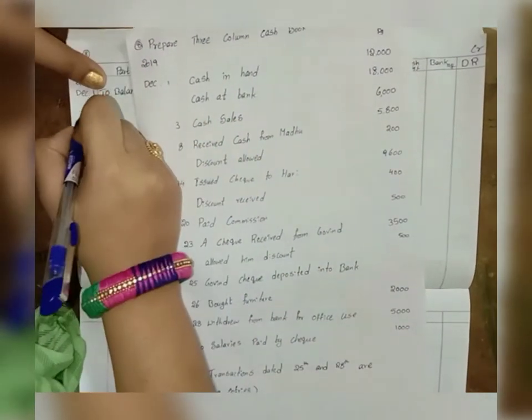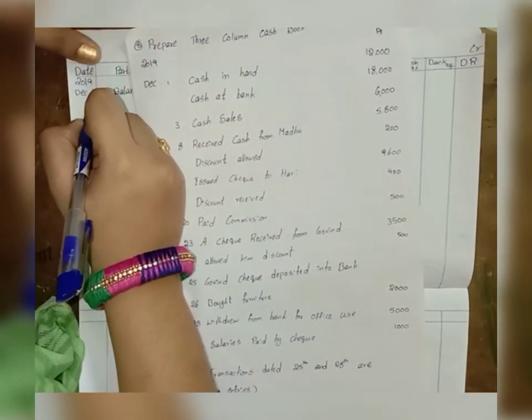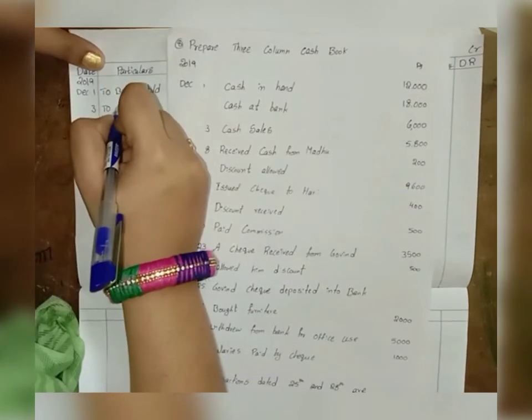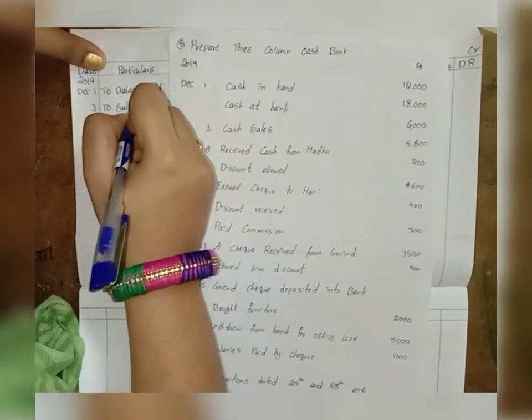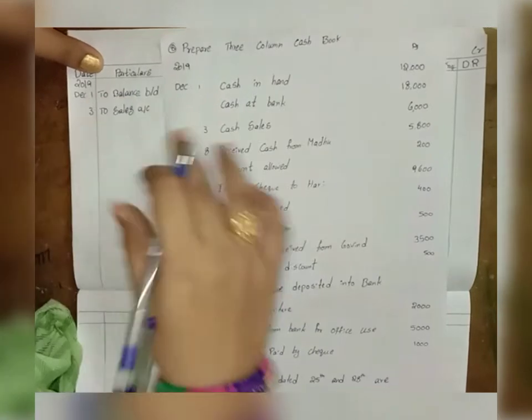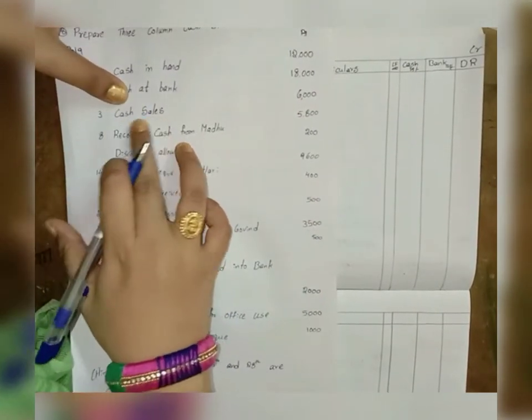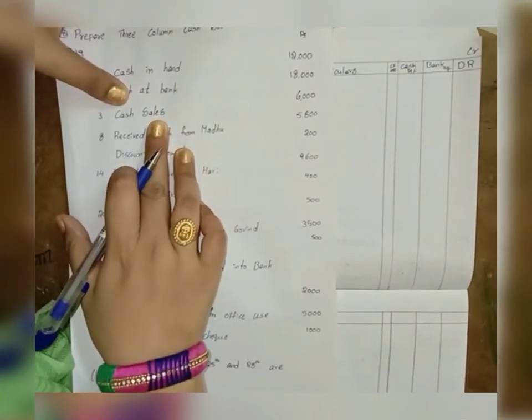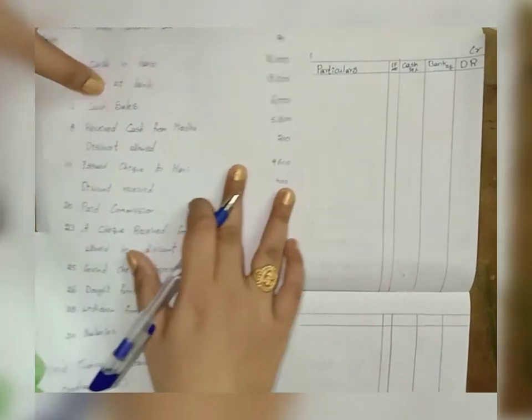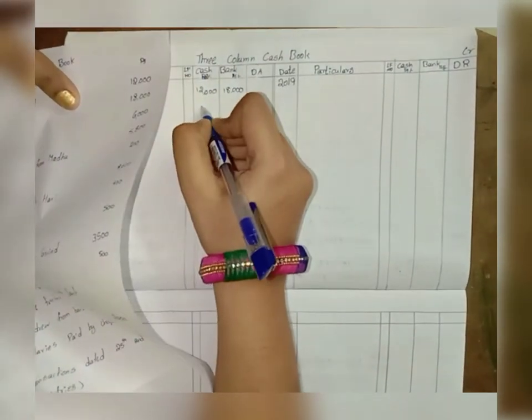Next, cash sales. So sales is always on the debit side, to sales account. It's clearly mentioned it is cash sales, not by check. So cash sales means we have to write the amount in cash column, 6,000.